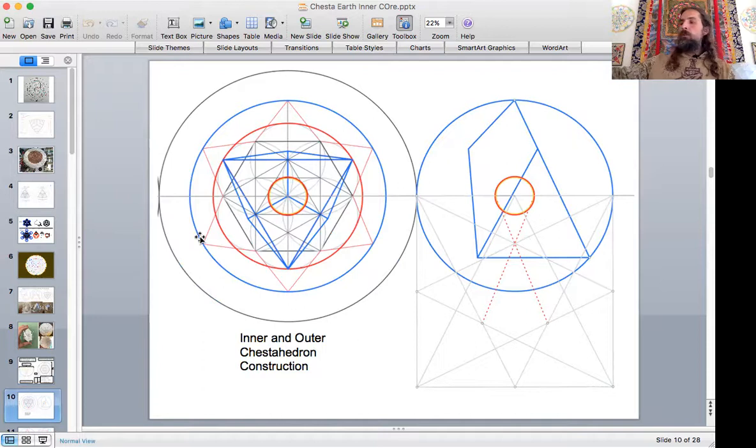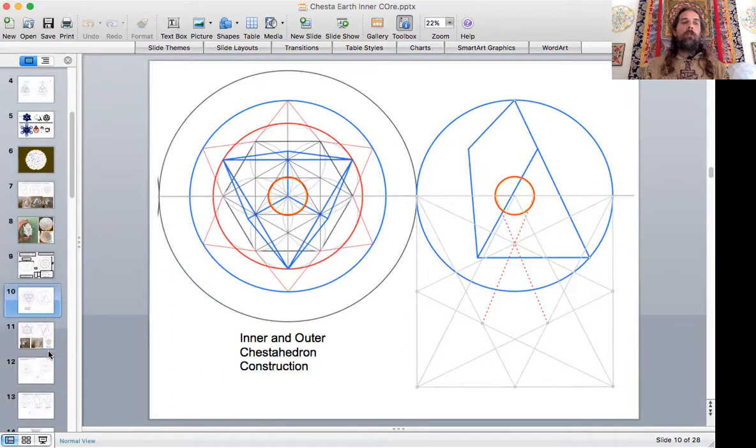So the outer Chestahedron, all that does is set you up to create the relationship of the core to the Earth, the outer Earth. So it gives you the outer Earth and the core. Then what we need to do is find the inner Chestahedron and put the core and the Earth in that inner Chestahedron. So I've removed the blue circle here. This blue Chestahedron, the little one in here, is this blue Chestahedron right here. The larger outer Chestahedron was just there to create the Earth. So that's why Chestahedrons work in two parts of this discovery.